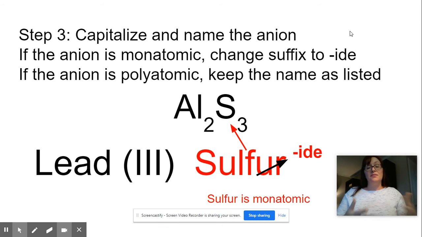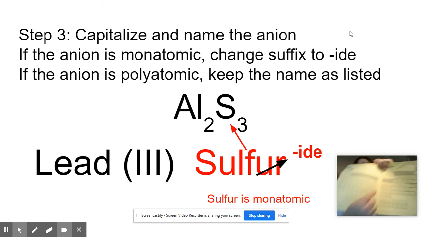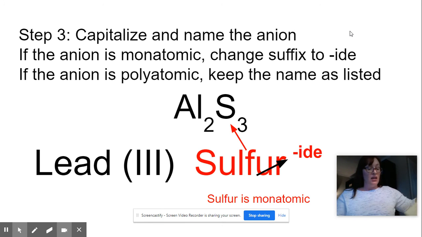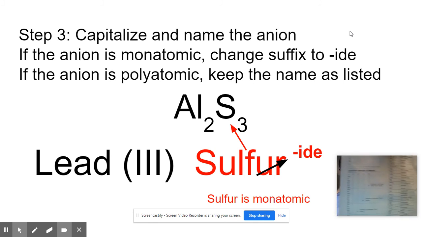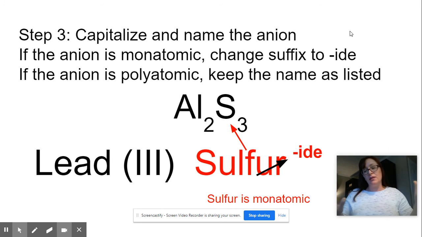If the anion is monatomic, it says change the suffix to "ide." So is our anion monatomic? Well, yes, it is, because it's just sulfur. It's here on the periodic table. If it were polyatomic, it would have more than just S. It would have 2 elements, and it would be on our list of polyatomic ions here. But I just have a monatomic ion on the periodic table, so I need to take the root sulf and change the suffix to "ide."